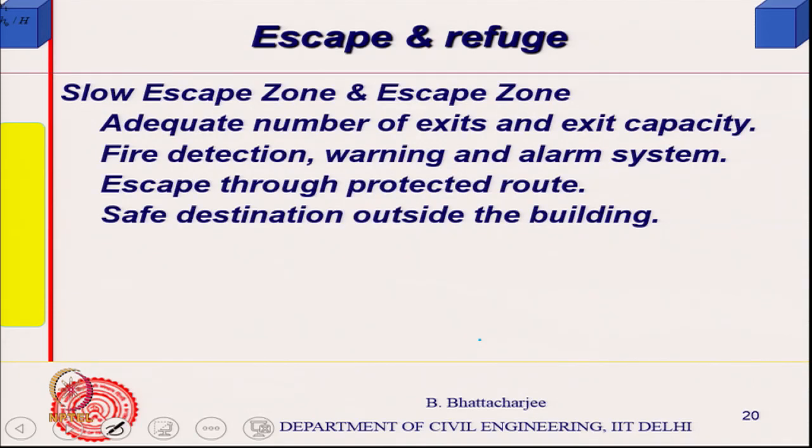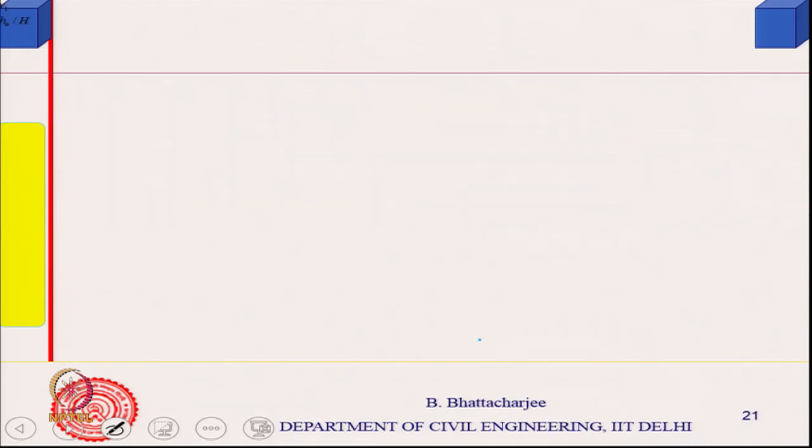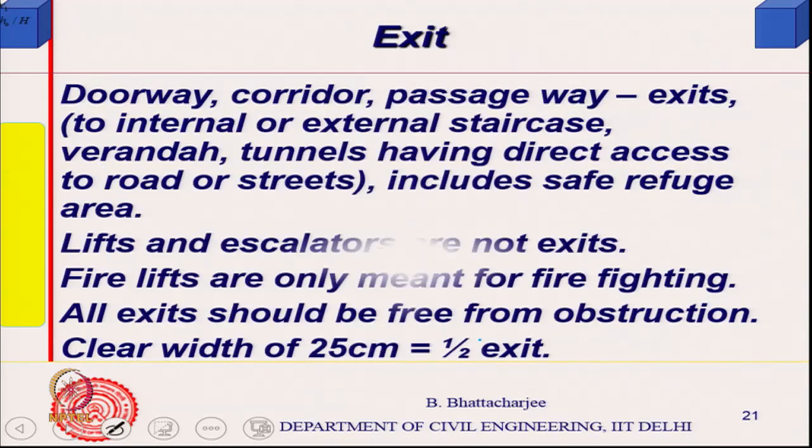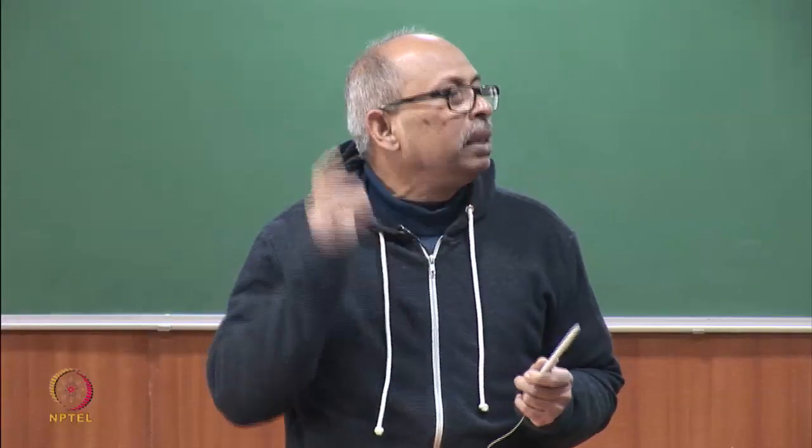And the next one, the slow escape zone: an adequate number of exits is the requirement. I must have an adequate number of exits and exit capacity so that people can slowly move out. Fire detection, warning and alarm system, escape through the protected route, and a safe destination maybe outside the building itself. And this last one obviously requires the least, where athletes etc.